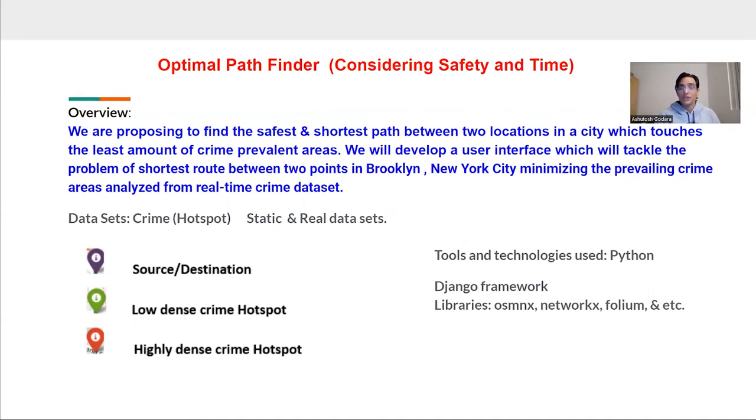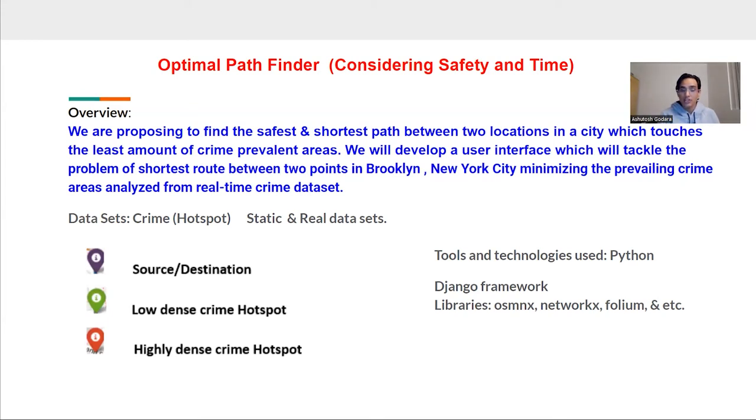We took Brooklyn, New York City as our experiment and data set. For the crime data set we are taking static and real data. Static data we generated from a random number generator, and the real data set we downloaded from the internet. We categorize these crime hotspots into two categories. One is low dense crime hotspot, which we can see here in the green mapper, and high dense crime hotspot, which is the red mapper. Our backend algorithm accordingly takes these hotspots and calculates the safest and shortest path.